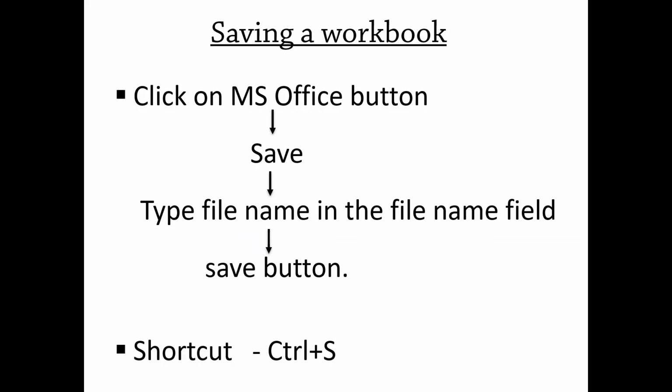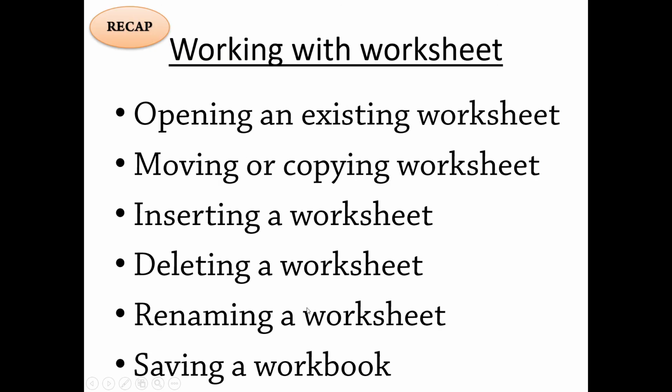Saving a workbook. Here are two methods. Click on the MS Office button and select the Save option, and then the Save As dialog box appears. Here type the file name in the File name field and select the Save button. Another method is the keyboard shortcut key, Ctrl plus S.